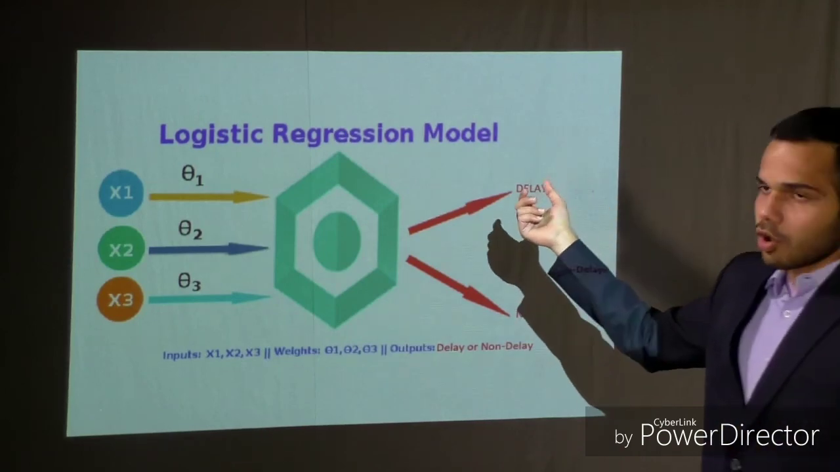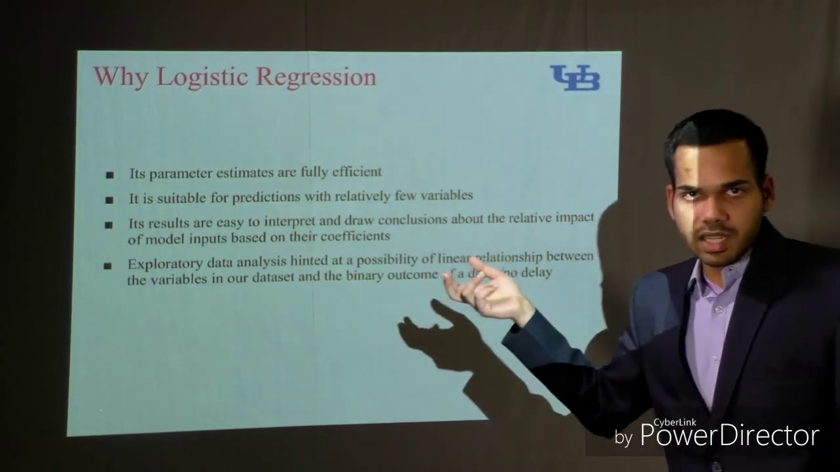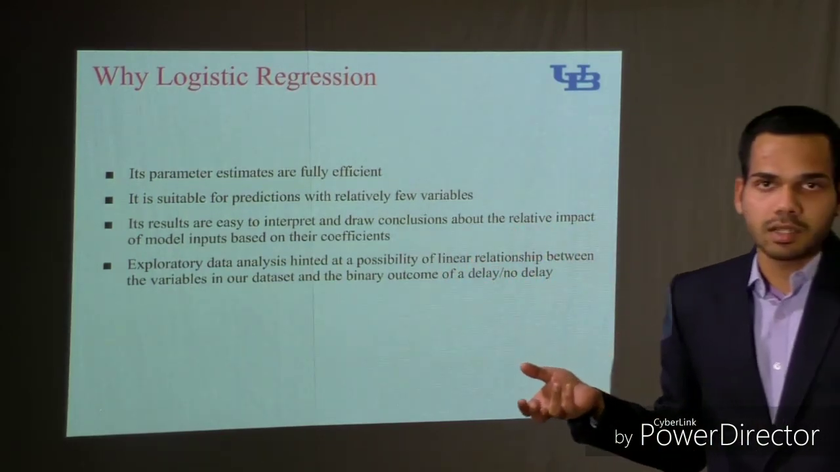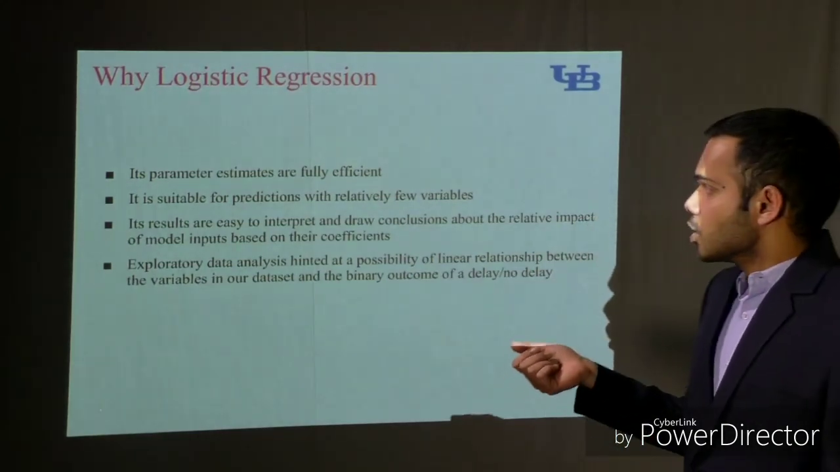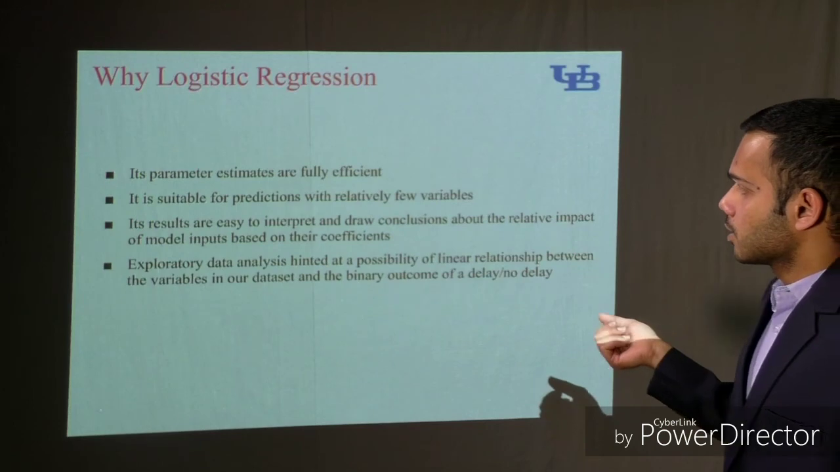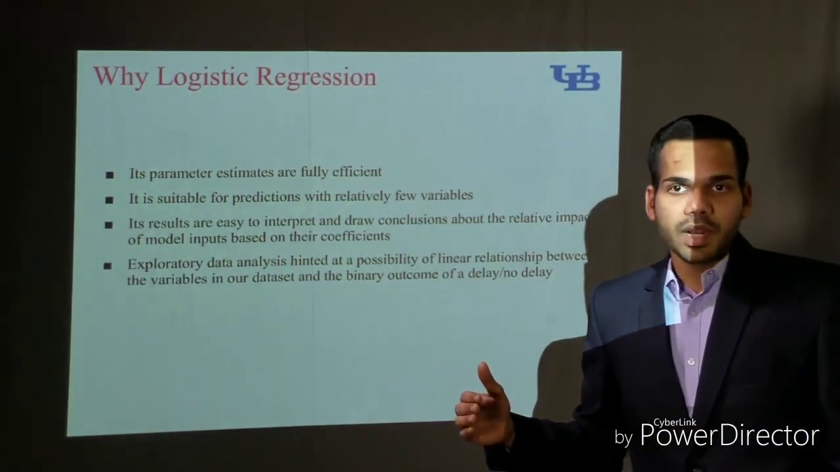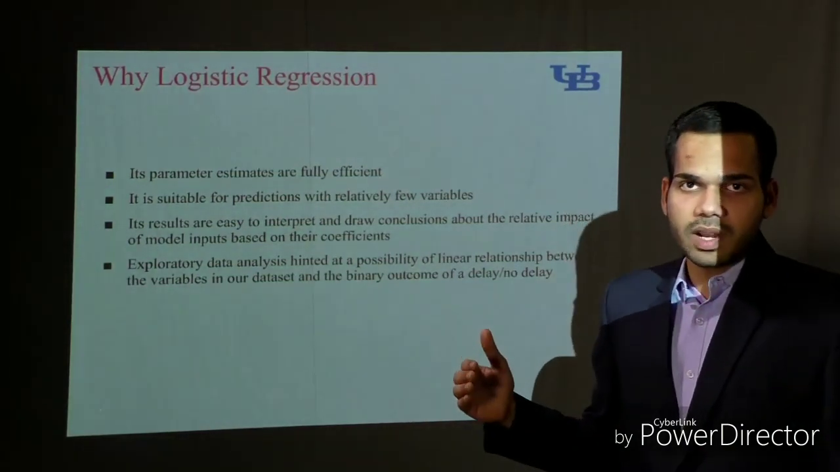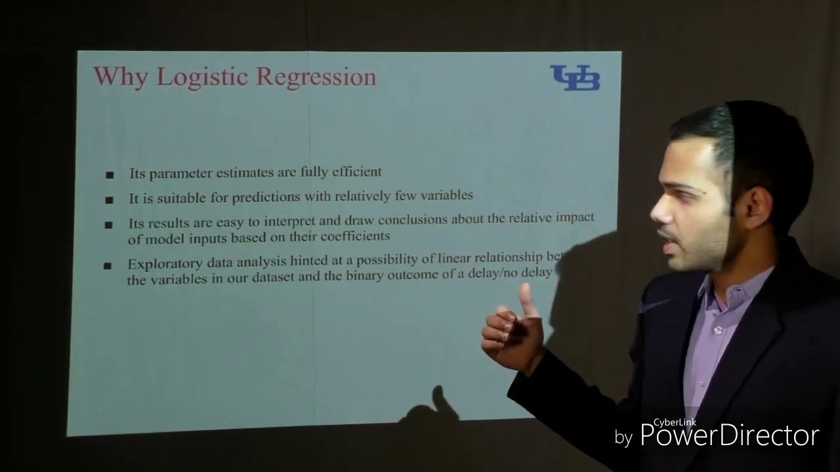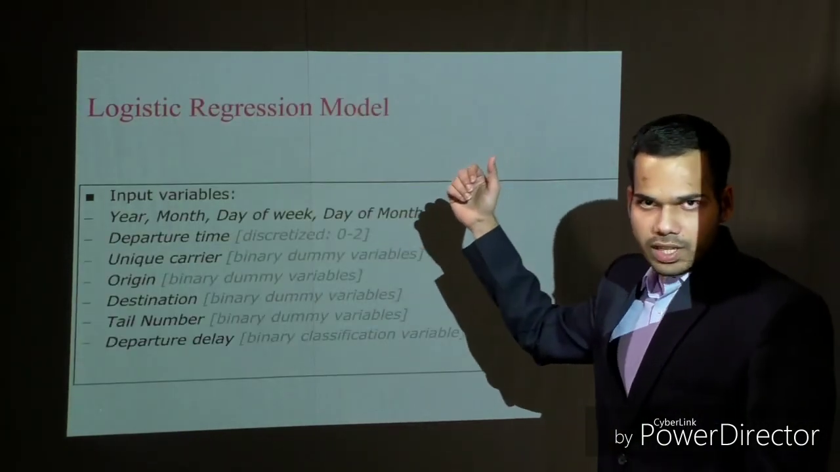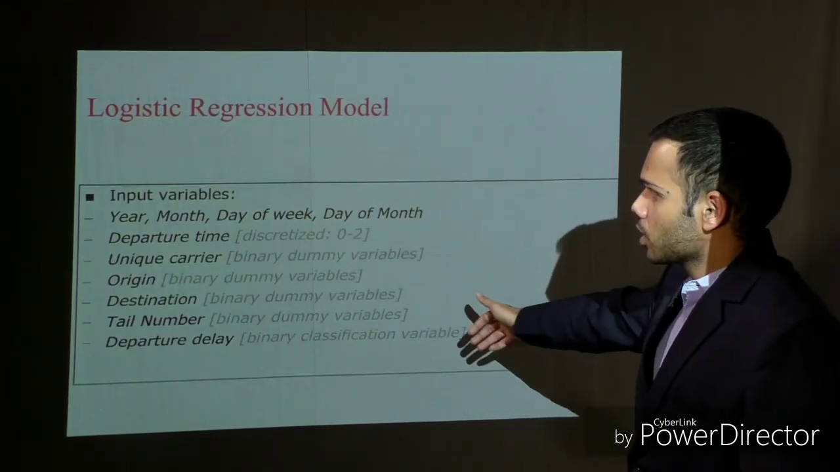So why are we using the logistic regression model in our case? Logistic regression is basically the simplest we can start with. It is the start of the basic classification models for machine learning. Also, after doing the exploratory data analysis, we found that there was some linear relationship between the feature variables and the outcome of the binary classification variable. Because of these reasons, we thought of moving ahead with the logistic regression model, and these are the input variables which we are giving into the model.